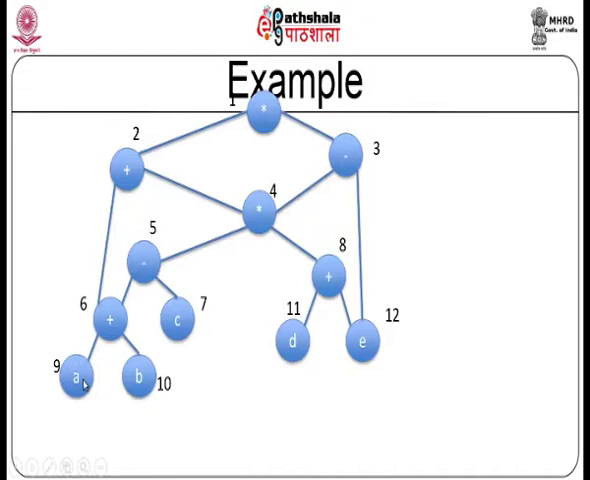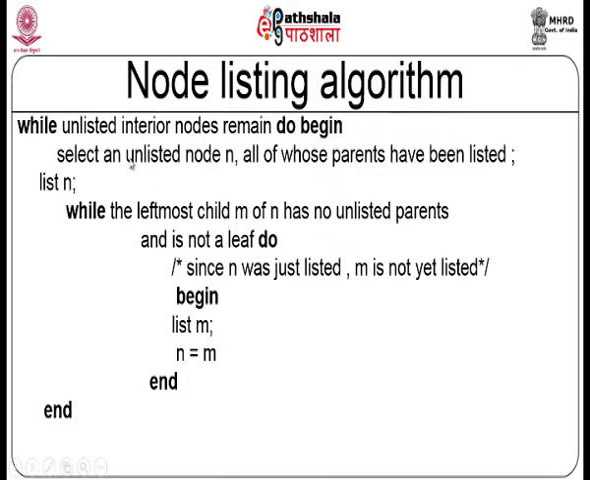A is a leaf node, so I have to check this node. This node's parent is not listed, so I will go up. This node is a left child of this one. Its parent has now been listed, so therefore I will list 2. Okay, and then I will continue. After listing 2, I will have to stop, because all of whose parents have been listed.